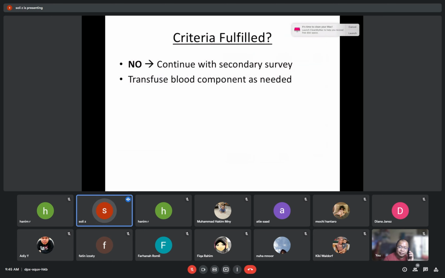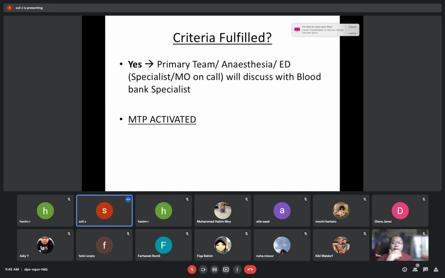So if the criteria are not fulfilled, we proceed with the secondary survey. We may not activate the MTP, and if the patient requires transfusion of blood component, the request is made as usual. If yes, the primary team or specialist will discuss with the blood bank MO or blood bank specialist to activate MTP. Once MTP is activated, all the blood products will focus on that one case. Blood requests from other departments that are not emergencies will be halted for a while until MTP stands down.